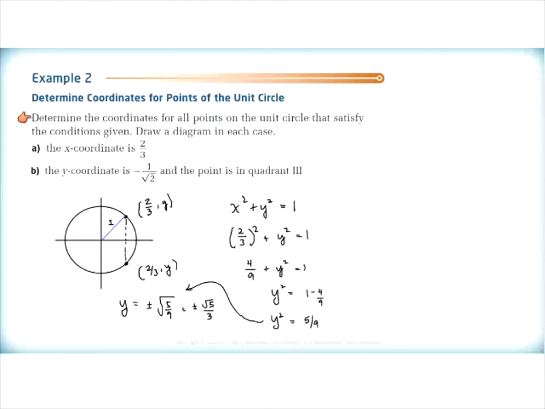It says determine the coordinates of all the points on the unit circle, you see, that has an x-coordinate of 2 over 3. One will have coordinates 2 over 3 and positive root 5 over 3. I should fill them in for you. And the other one will be 2 over 3 and minus root 5 over 3.